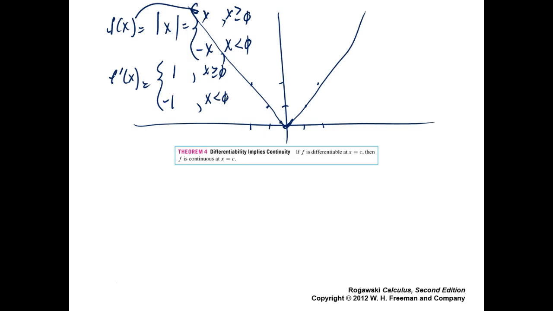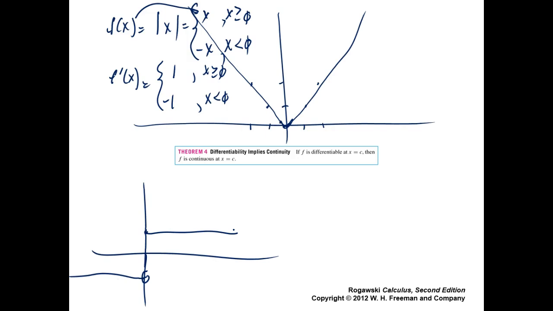I'm going to draw that derivative function. When x is less than 0, it's negative 1. When x is greater than 0, it's 1. Is that a continuous function? I think not. It's a jump discontinuity, and you can't get rid of it.